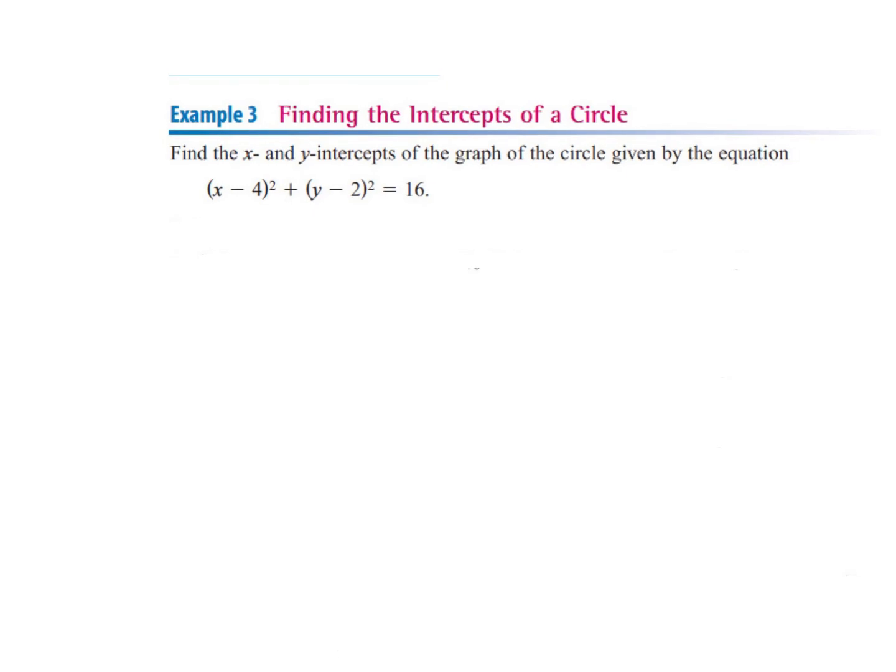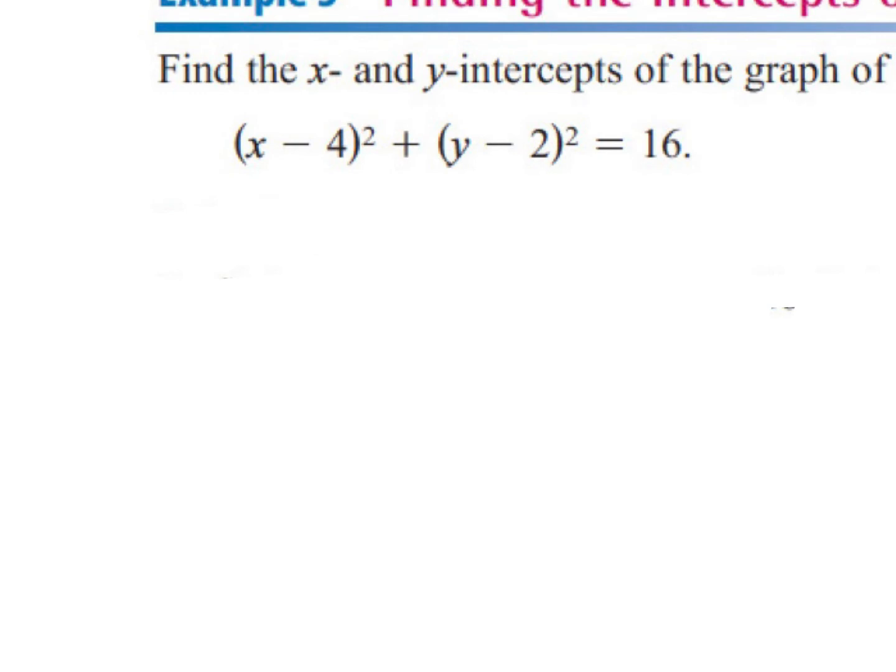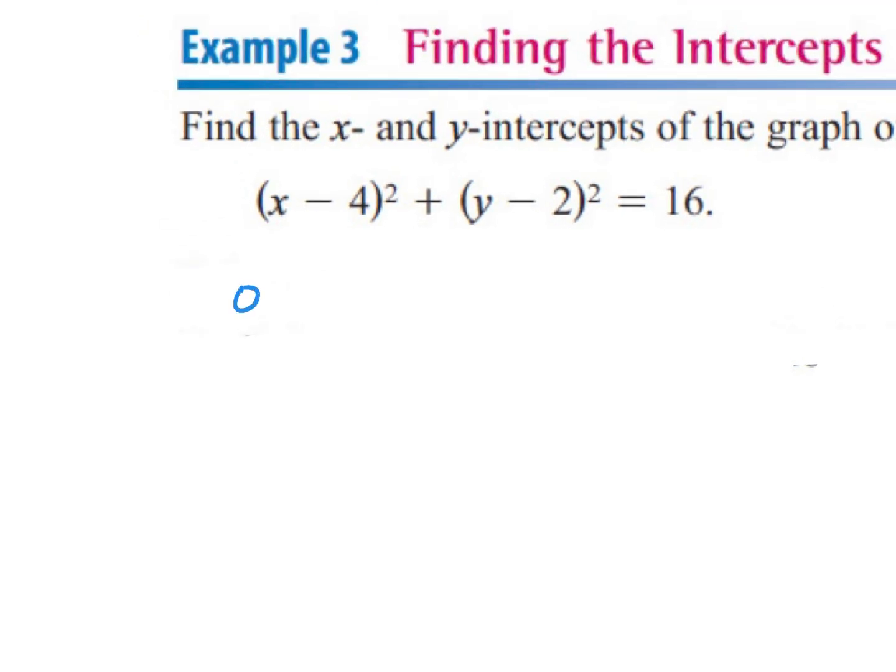How do you find intercepts? How do we find intercepts for anything? Plug in 0, all right? That's all that this is to find intercepts. So over here, I'm going to plug in 0 for x. If I plug in 0 for x, what am I finding? The y-intercept. So 0 minus 4 squared plus y minus 2 squared equals 16. Whatever intercept you find, you plug in 0 for the other one.